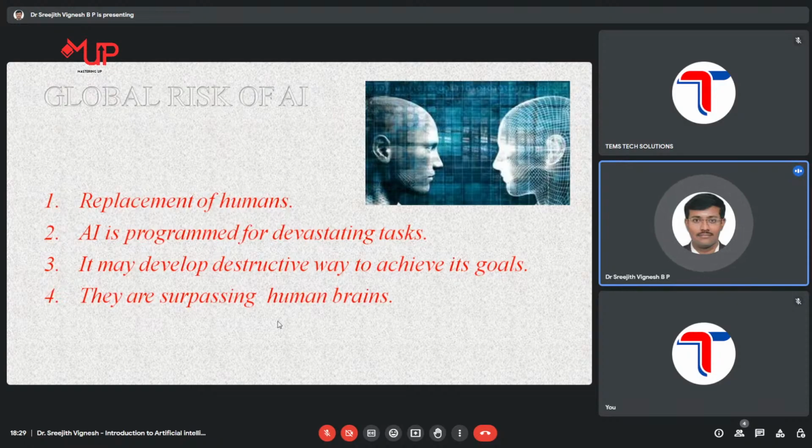AI is programmed for devastating tasks. Okay, so it will be decentralizing a number of systems, and it will be doing a lot of things. It may develop a destructive way to achieve its goal. People think that the AI system will develop its own destructive way to achieve its goal. They think it is surpassing human rights, so it will automatically take its own decisions and implement whatever it thinks. So these are some of the thoughts. This may not be taken as a complete risk, but still, the people's mindset says that these are some of the risks the AI might cause to them.